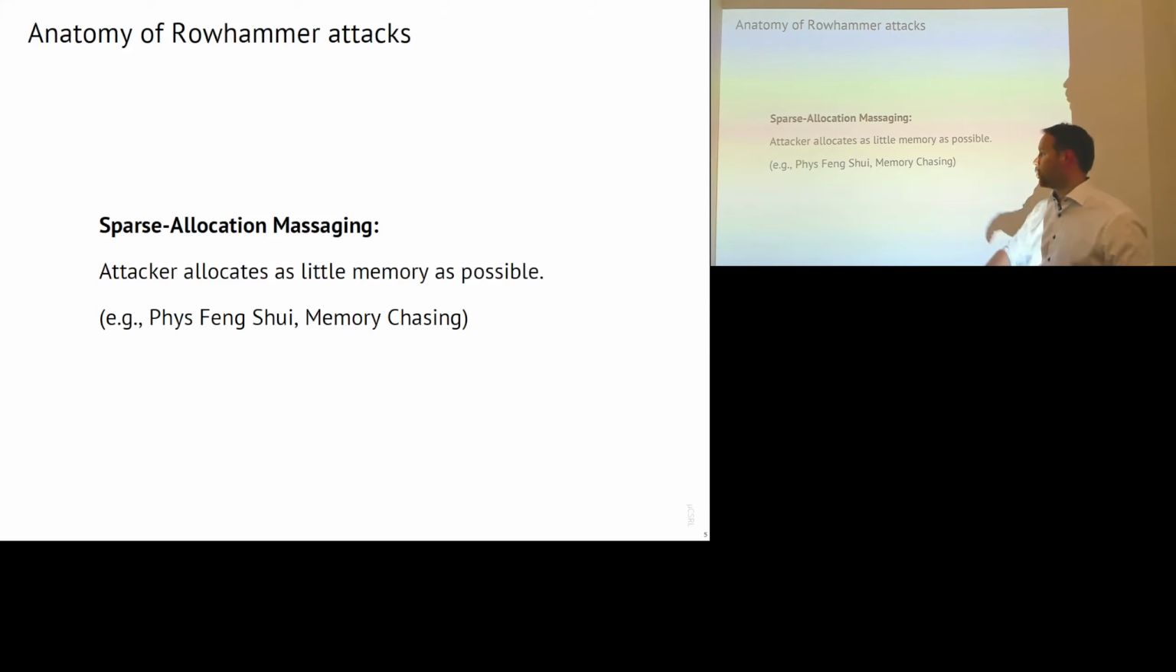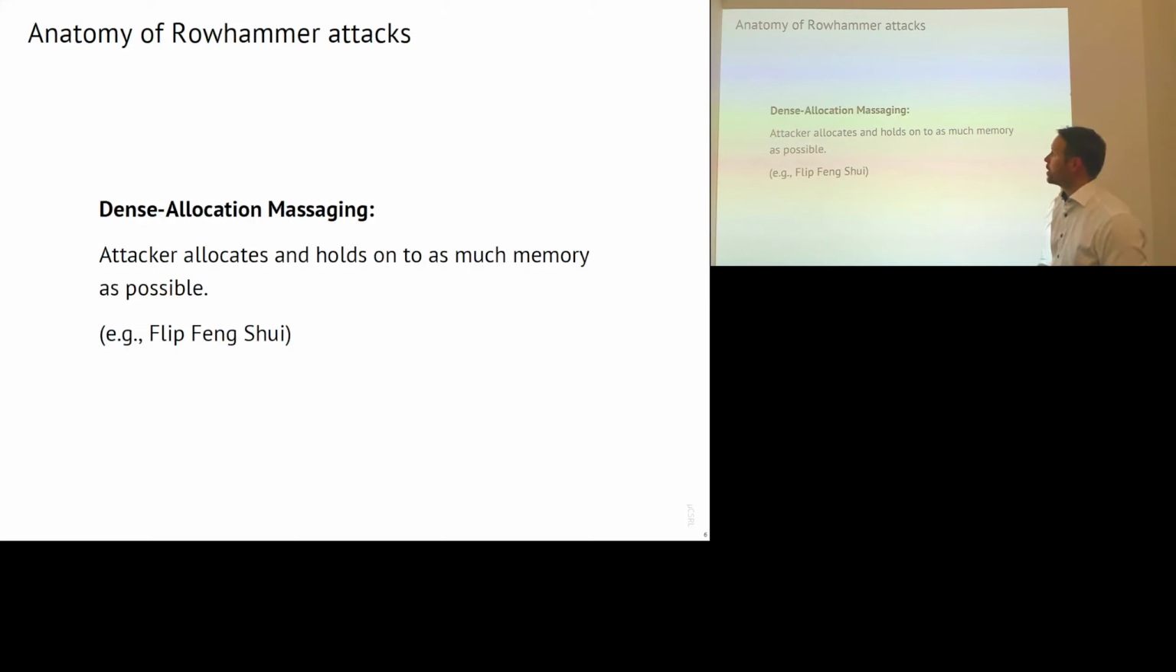And some of the reviewers asked, why is this Flip Feng Shui from Drammer? For Drammer, he tries to exhaust all of the memory, but the attack does so in a way that is basically forking a lot of processes, and these processes are trying to allocate pages, but if the allocated pages are not the vulnerable configuration that the attack is looking for, the process terminates, and that basically means that the pages are given back to the memory allocation system. The dense allocation massaging means where the attacker allocates and holds on to, this is the operative part, as much memory as possible. For example, Flip Feng Shui.